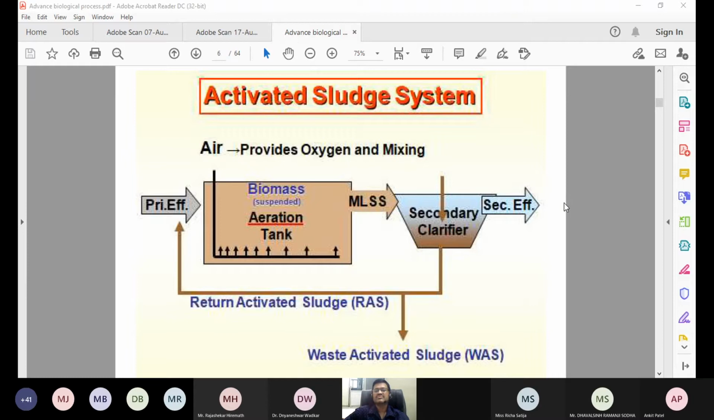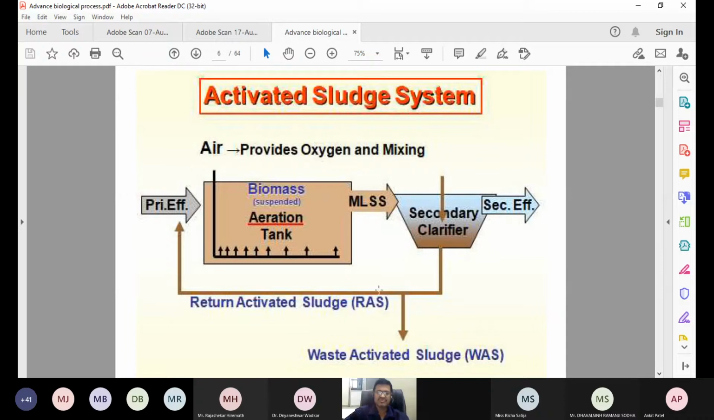Okay, so one candidate, Mamta Sharma, has written that more microbes will degrade more. Yes, that will be true. But we have to be very careful in recycling also. Can you return all the sludge or some of the sludge? We cannot return all the sludge back. Some portion of it is returning back.